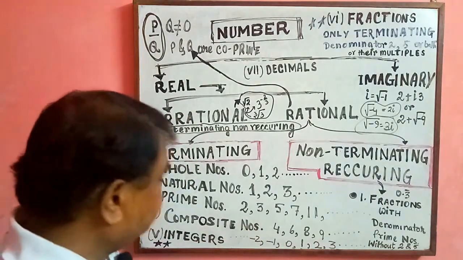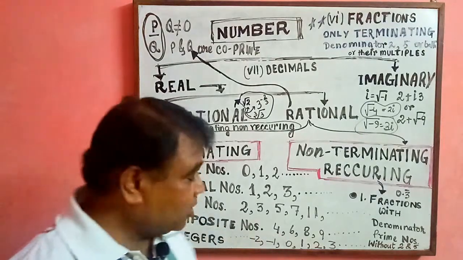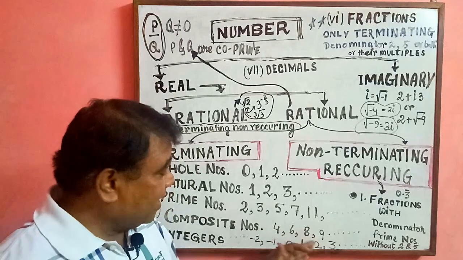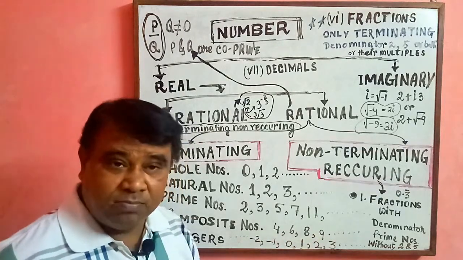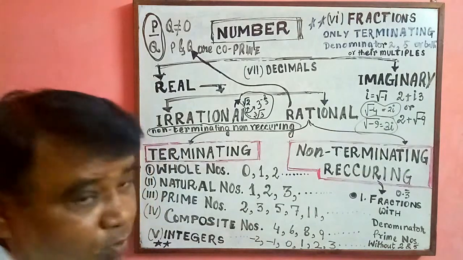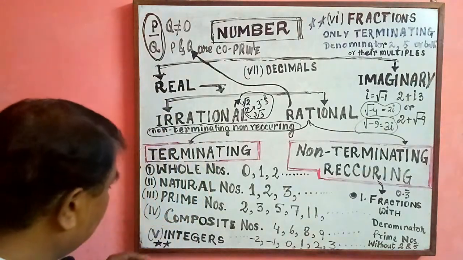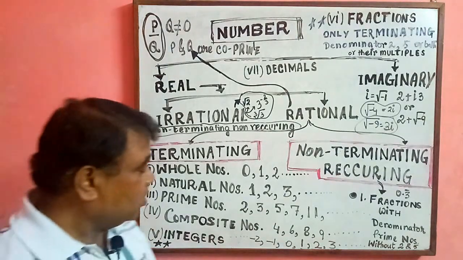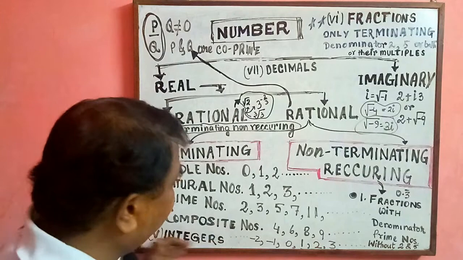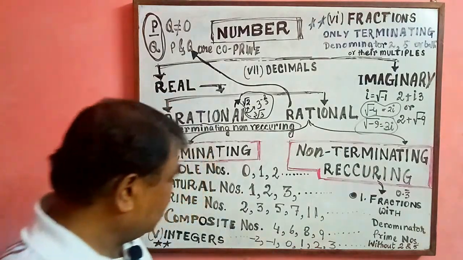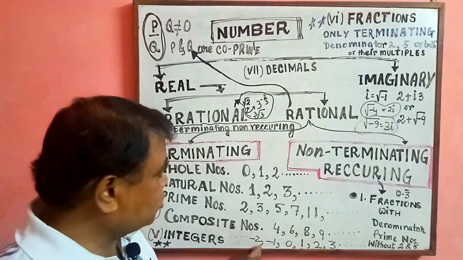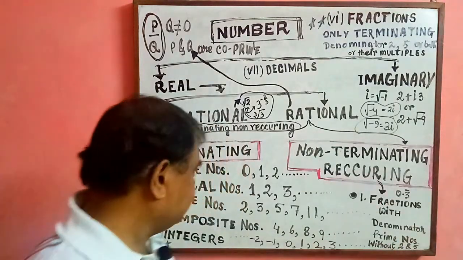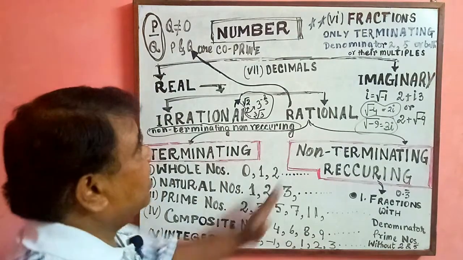Composite numbers have more than 2 factors. It starts from 4, 6, 8, 9, 10, 12, progressing, having more than 2 factors. Integers, later we have come to know, go from negative infinity to positive infinity. So here minus 2, minus 1, 0, 1, 2, 3, progressing further. The 6th category is fraction.